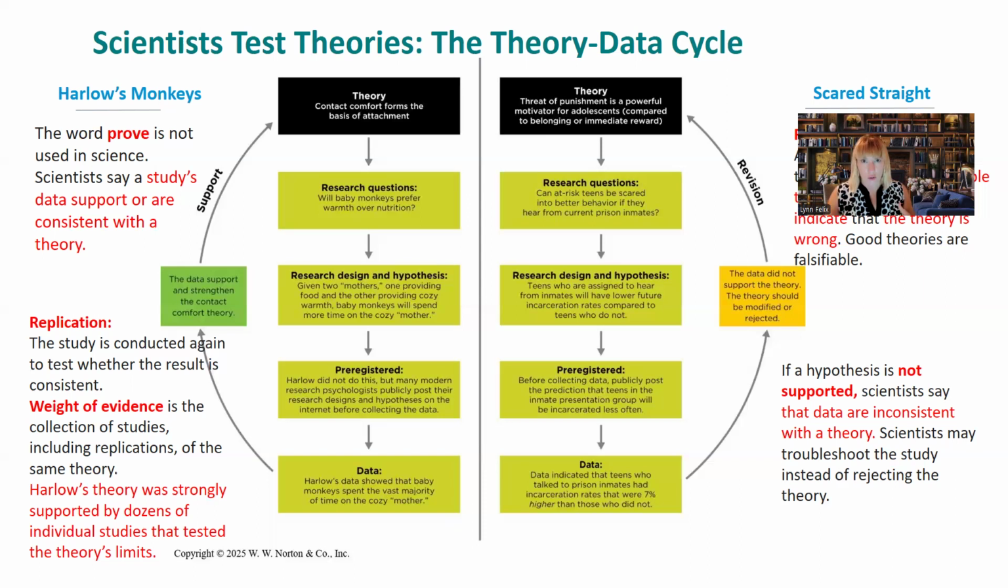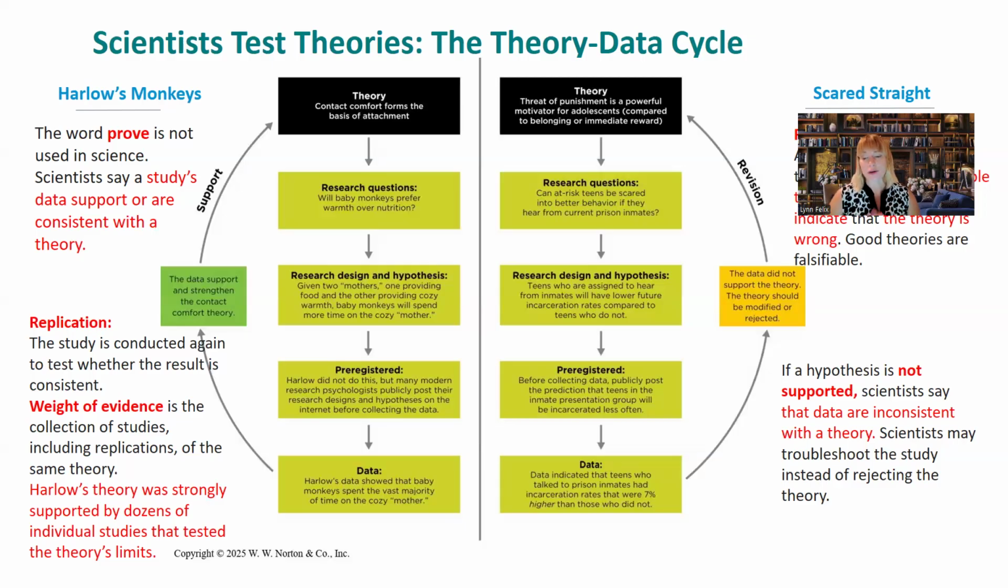So for Harlow, in order for him to come up with the conclusion that he came up with, his theory was strongly supported by dozens of individual studies that tested the theory's limits. Okay, and that's how he came up with his overall conclusion that yes, it is contact comfort. The wire mother was not the one that the monkey spent the most time on. It was actually the soft cloth mother.